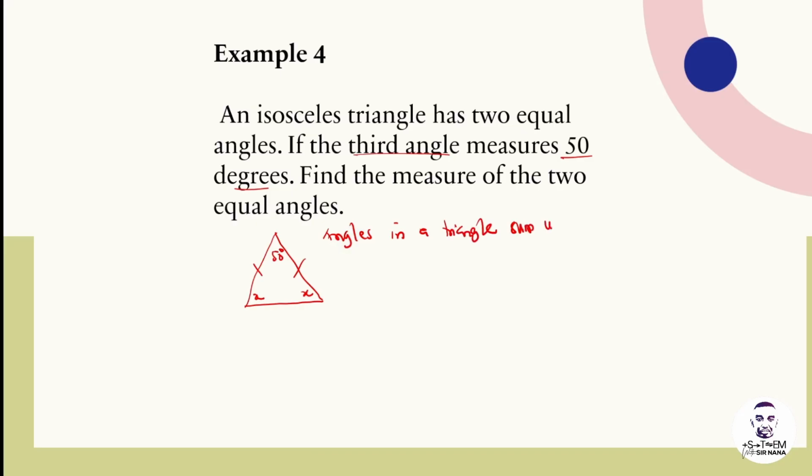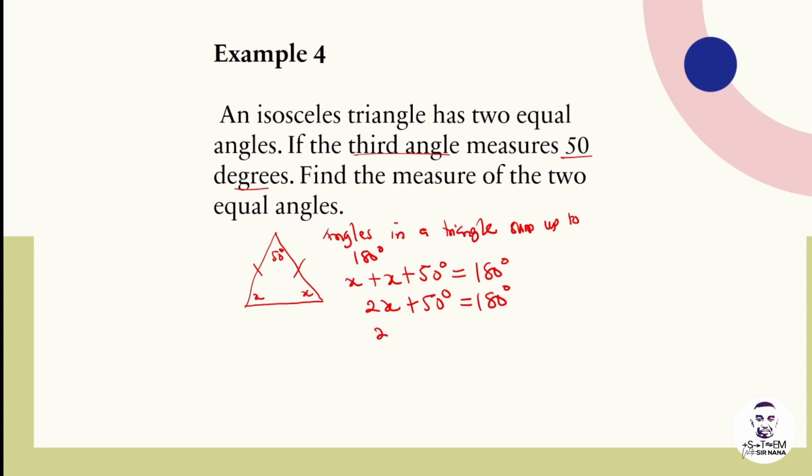So we know that angles in a triangle sum up to 180 degrees. So that implies that if I have our x plus our x, all the angles inside the triangle, plus our 50 degrees, it should be equal to 180 degrees. So it means that we'll have 2x, x plus x is 2x. It's like tomatoes plus tomatoes, 2 tomatoes, right? Plus 50 degrees to be equal to 180 degrees.